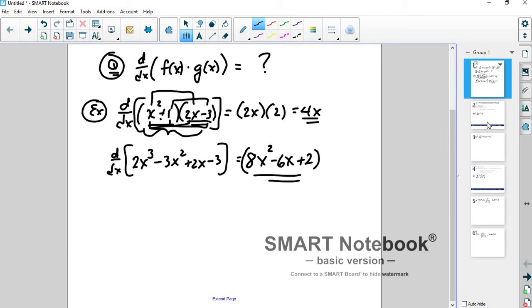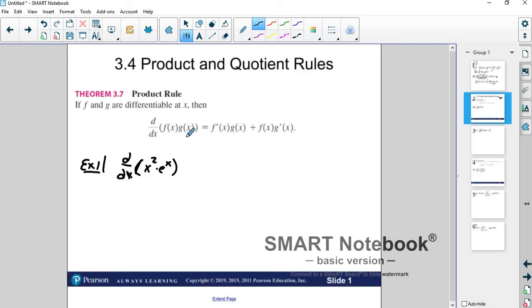Well, that brings us then to the product rule. And the product rule says this: if you take the derivative of two things multiplied together, f times g, then what you do is you take the derivative of the first one and multiply it by the second. And you take the derivative of the second one and multiply it by the first, and then you add them together. That's the total change, right? Because as f is changing, that affects g. As g is changing, that affects f. And so f prime is multiplied by g, f is multiplied by g prime.